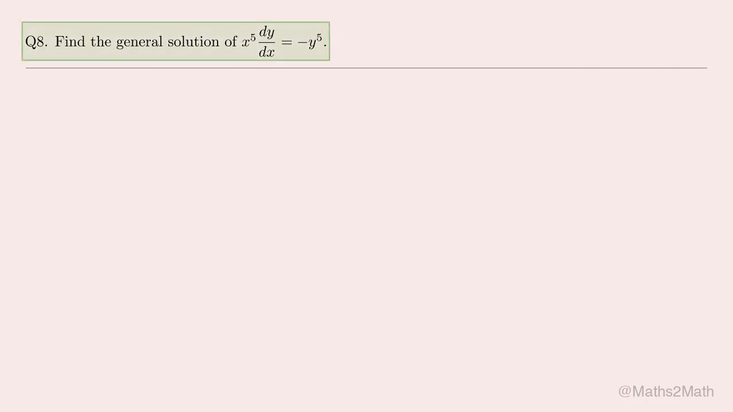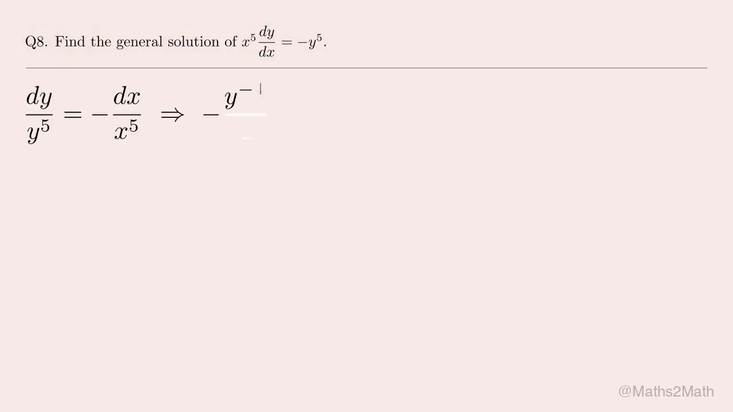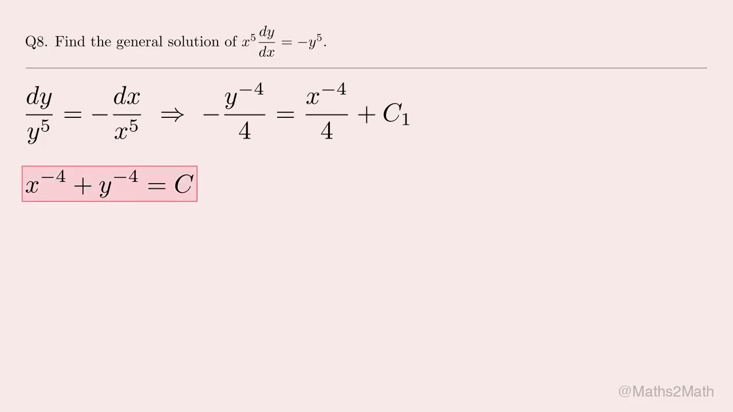Question 8. Fifth powers on both sides. Negative fourth powers after integrating. Separate into power integrals. Multiply by minus 4 and rename the constant.